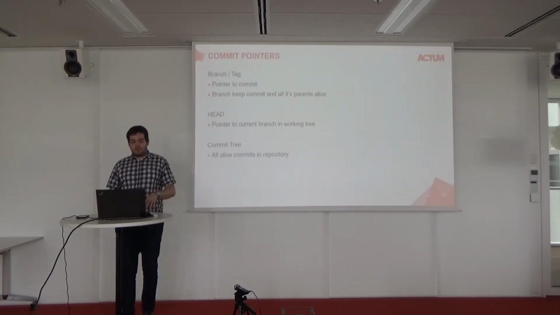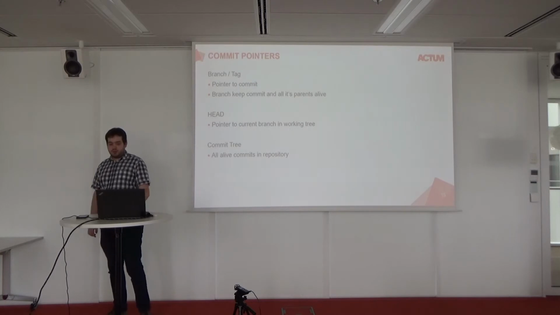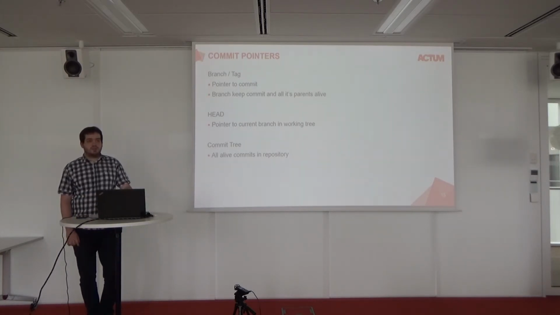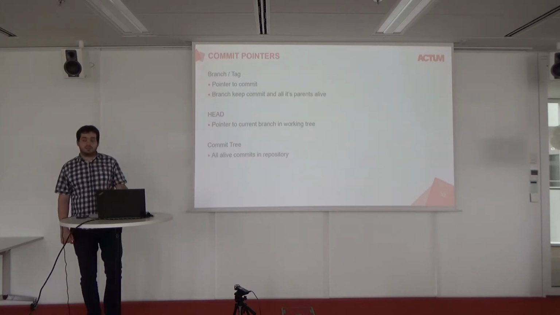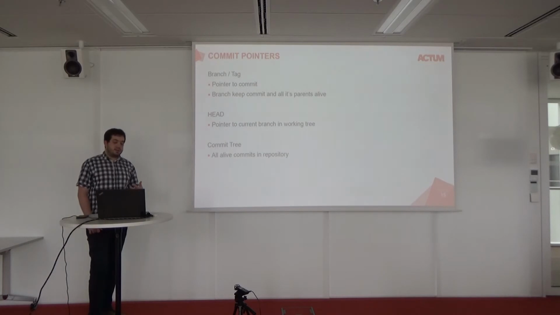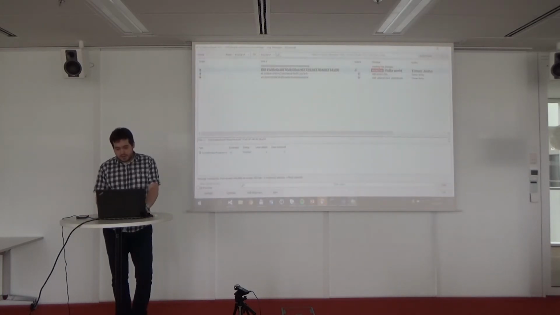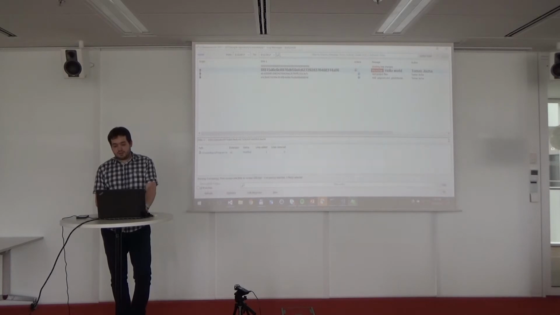There is one more type of pointer that is called head, and the head pointer is basically a pointer to the branch, or in most cases, the branch that is currently checked out to the working tree. So in my case, the current head points to the master branch, and this master branch points to this current commit.